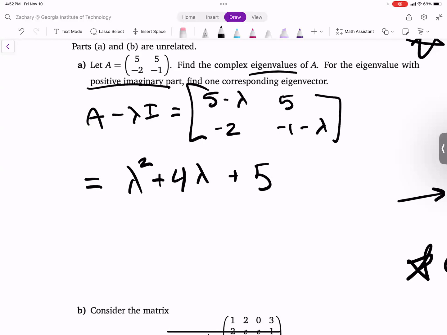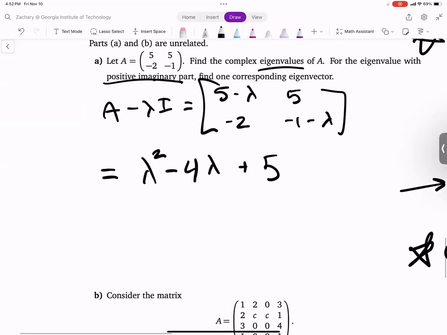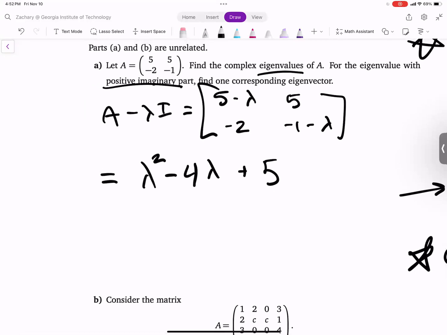Sorry, give me 1 second. I'm gonna make sure I didn't mess up any math. It is definitely -4. See, that's why we check things. All right. So, because the trace is 5 minus 1, which is 4, we subtract 4 lambda.